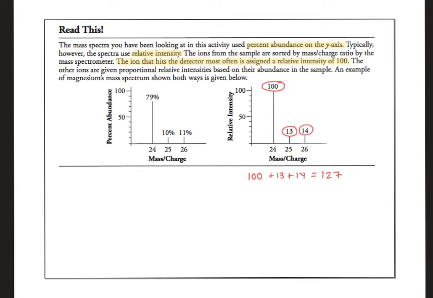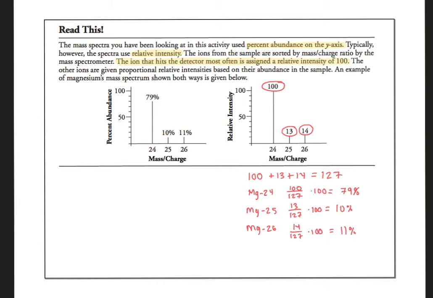So for magnesium-24, 100 out of the 127 were magnesium-24, and I'll times that by 100 to make it a percent. 79% were magnesium-24. Magnesium-25, 13 out of the 127 total were magnesium-25, which is 10%. And for the magnesium-26, 14 out of the 127 were that isotope, so that's the 11%.